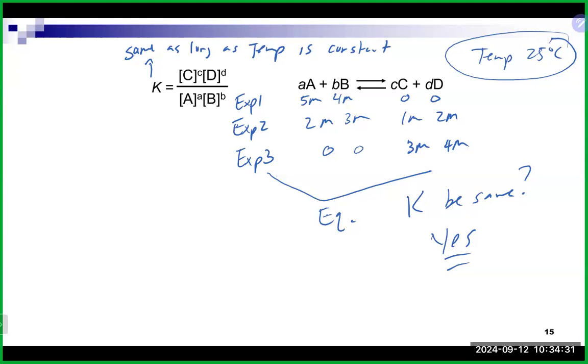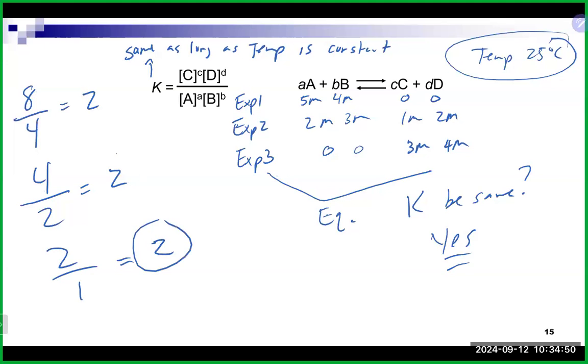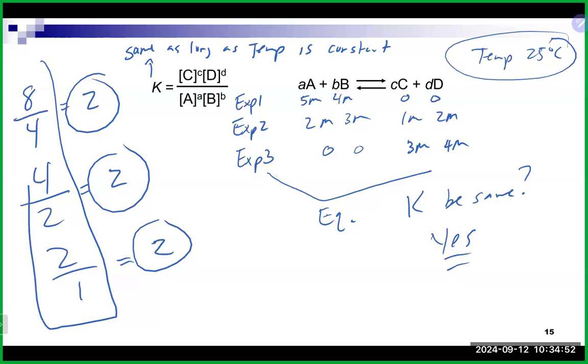Here's a very simple example to help you understand that. If I take 8 and I divide it by 4, what do I get? If I take 4 and I divide it by 2, what do I get? If I take 2 and I divide it by 1, what do I get? They're all different numbers, right? Different numbers, but the ratio of those numbers all come out to the same. And that's what happens here.